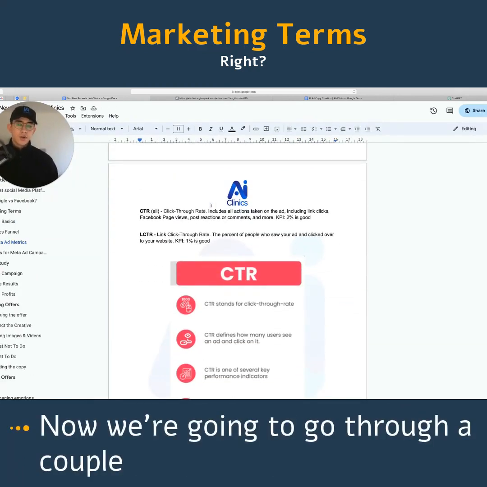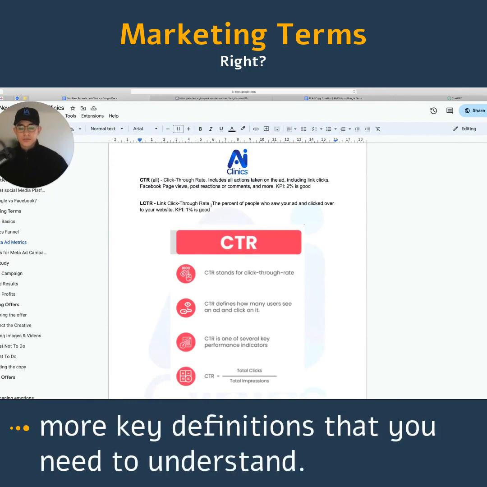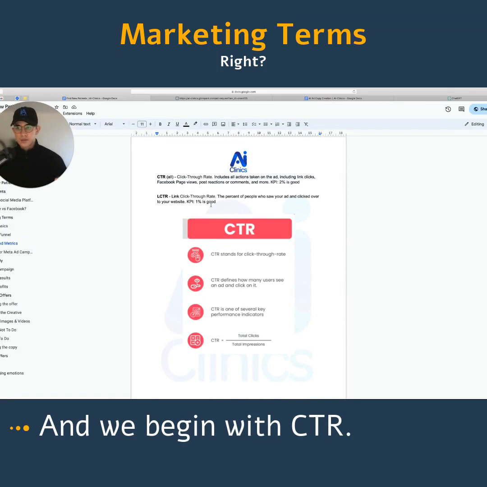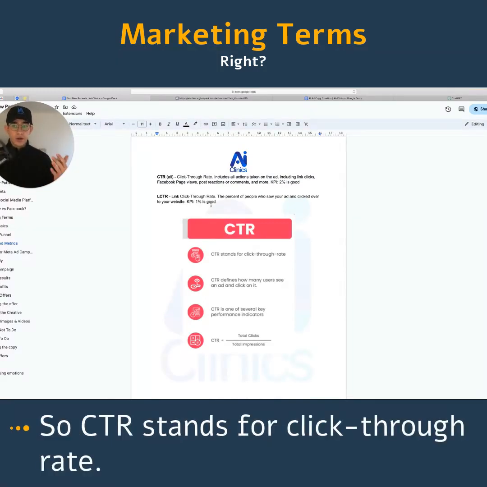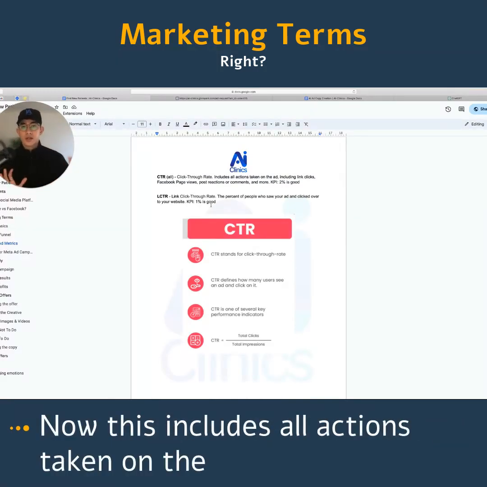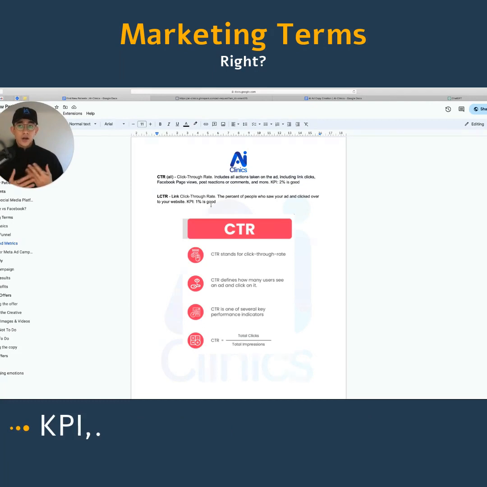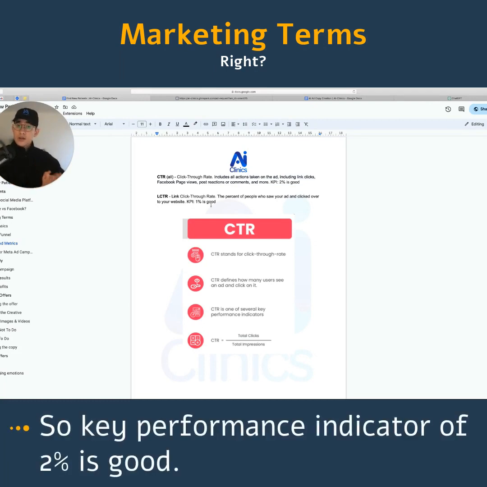Now we're going to go through a couple more key definitions that you need to understand. And we begin with CTR. So CTR stands for click-through rate. Now this includes all actions taken on the ad, including link clicks, Facebook page views, post reactions or comments, and more. KPI, so key performance indicator, of 2% is good.